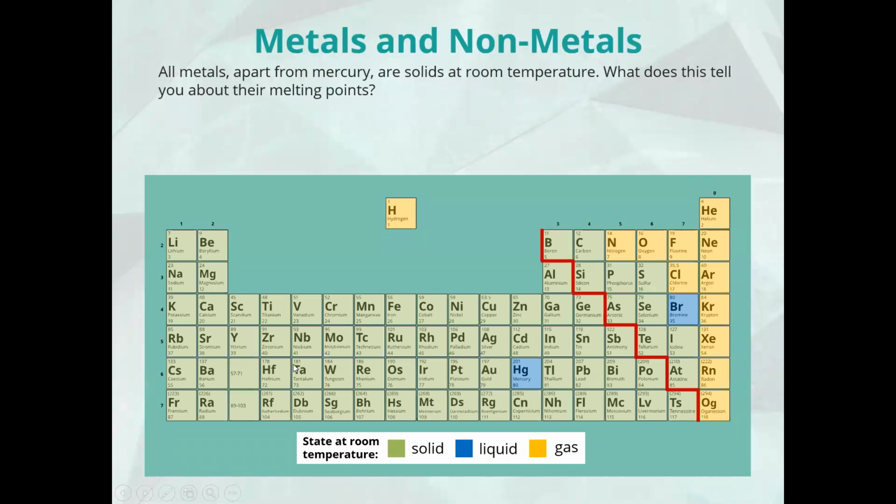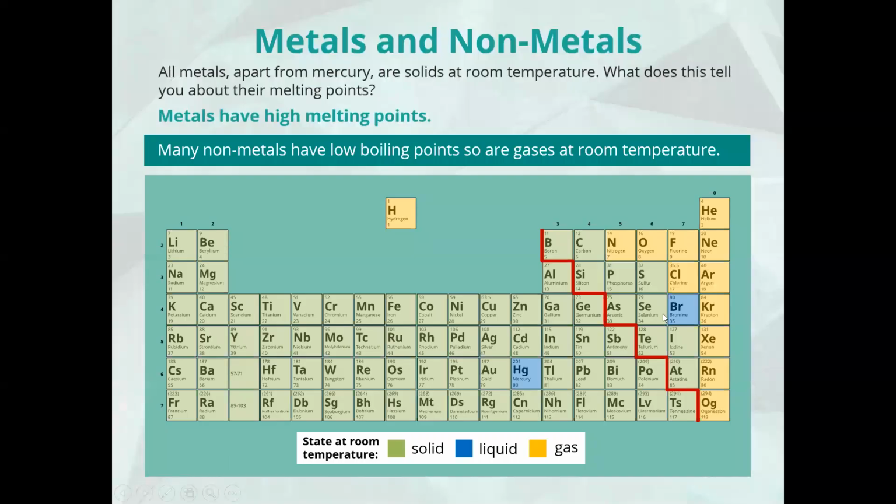The periodic table has now been colored in according to whether those elements are solids, liquids, or gases at room temperature. So you can see here that all the metals besides mercury are solids at room temperature. This tells us that their melting point is very high, because to be a solid at room temperature, your melting point needs to be greater than 20 or 25 degrees Celsius.